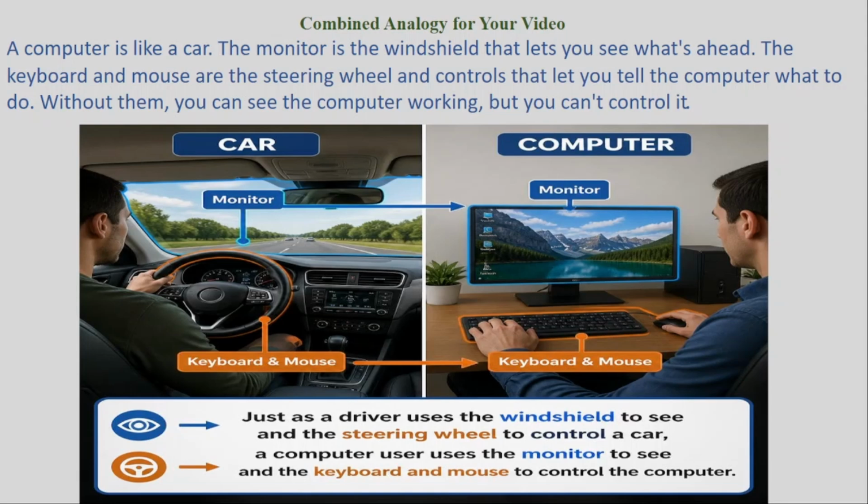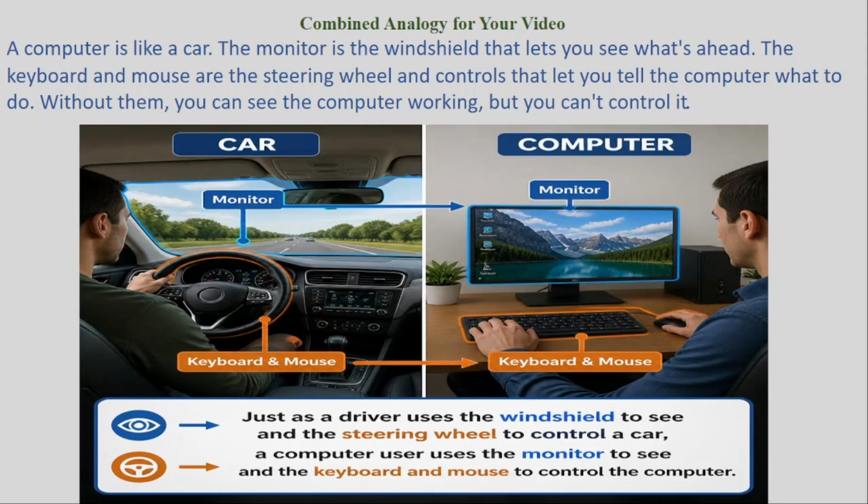So just know, without those two items, the keyboard and the mouse, you cannot use your computer effectively. A computer can work with those two, and if it doesn't have them, you cannot control it. As it says here, just as a driver uses a windshield to see and a steering wheel to control the car, a computer uses a monitor to see and a keyboard and a mouse to control the computer. This is just a simple analogy to relate the two things, like what they use to be controlled. For a car, it's a steering wheel, and for a computer, that's a keyboard and a mouse.